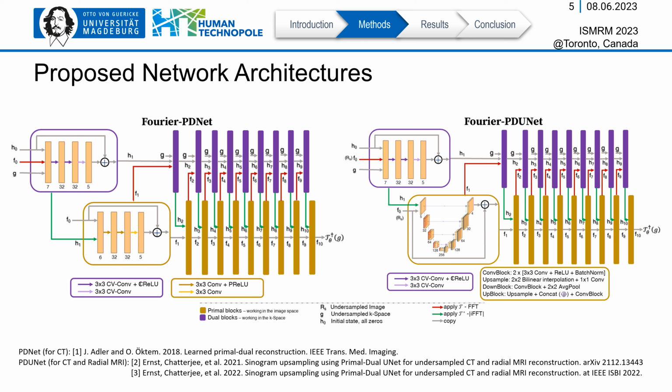Each of the dual blocks of both the models contains 3 complex-valued convolution layers and 2 complex ReLU activation functions. The primal blocks of the Fourier-PD contain 3 convolutions and 2 PReLU activations. On the other hand, each primal block of the Fourier-PDUNet is a U-Net. The output of the final primal block is the final output of the network.